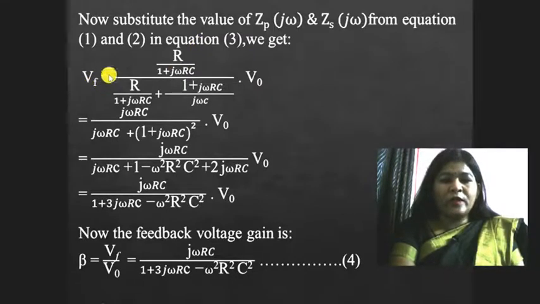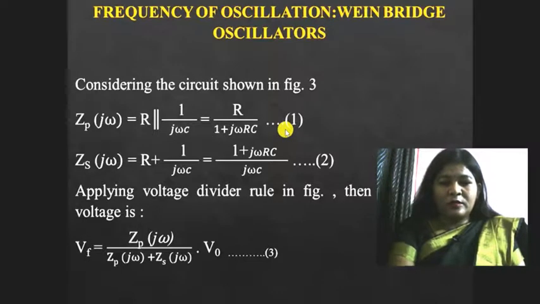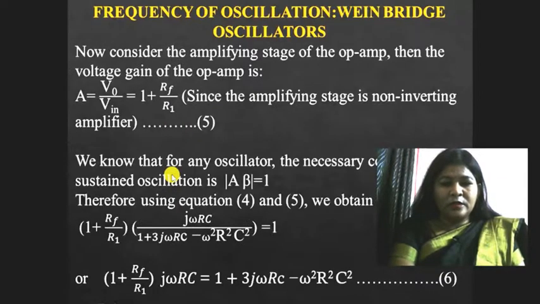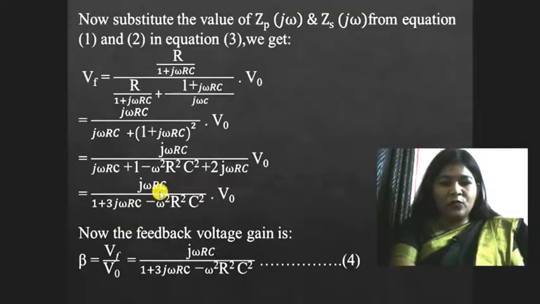So this VF is equal to, because ZP(j omega) is equal to R upon 1 plus j omega RC, we can put that here. After calculating this equation, VF will be equal to j omega RC upon 1 plus 3 j omega RC minus omega square R square C square, into V naught. So this is the feedback voltage in case of the Wien bridge oscillator.